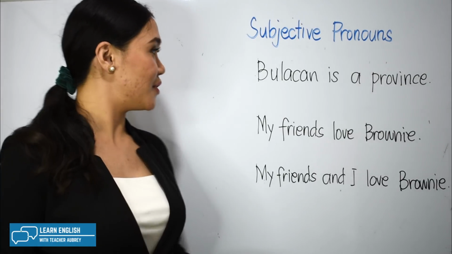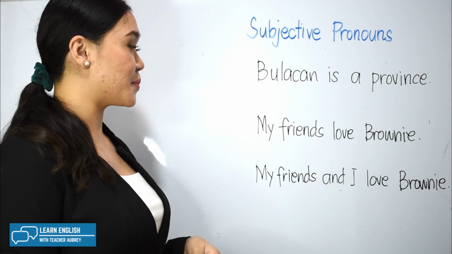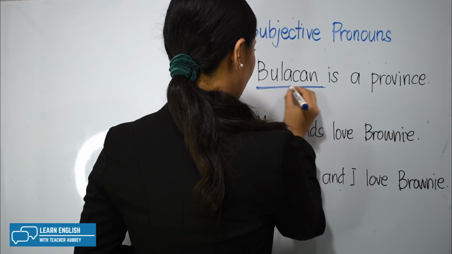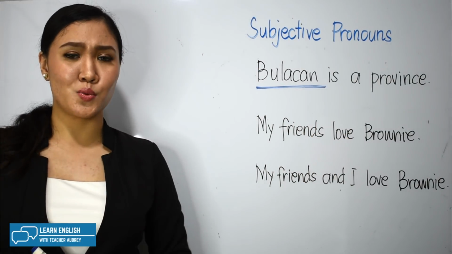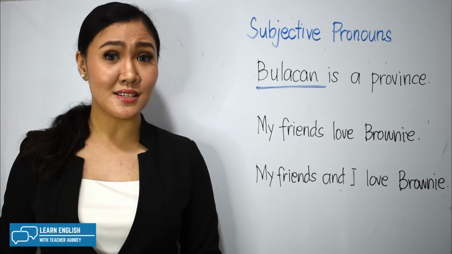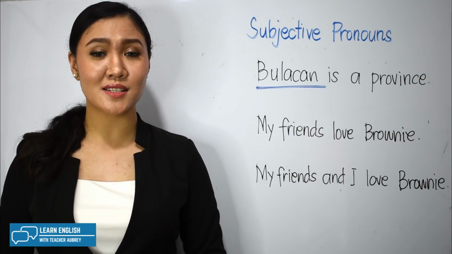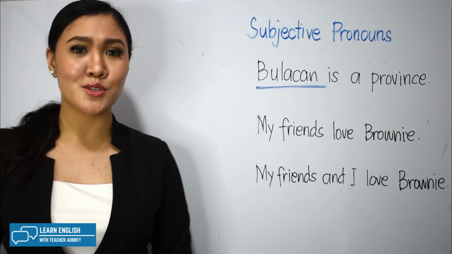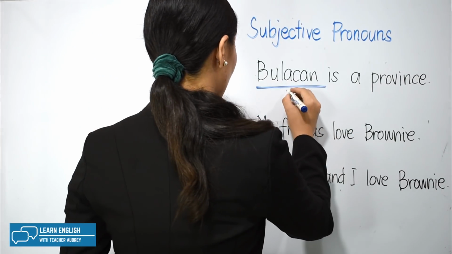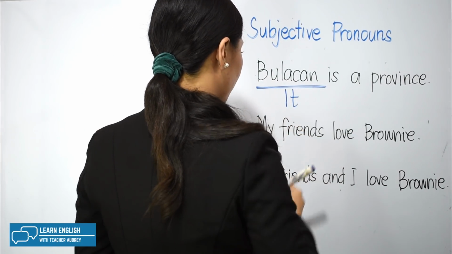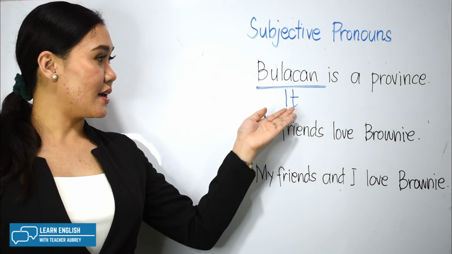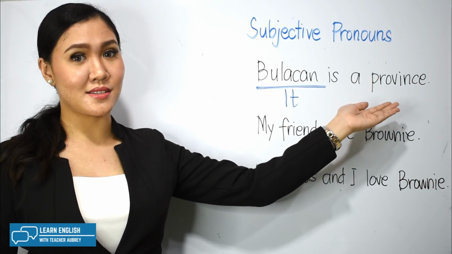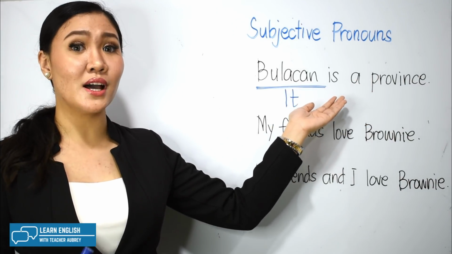Let's begin. For number 1, Bulacan is a province. Bulacan is a place. It is a province. What should we use to substitute a place? What particular subjective pronoun? Bulacan is a province, it's a place, so we have to substitute it using the subjective pronoun it. It is a province.